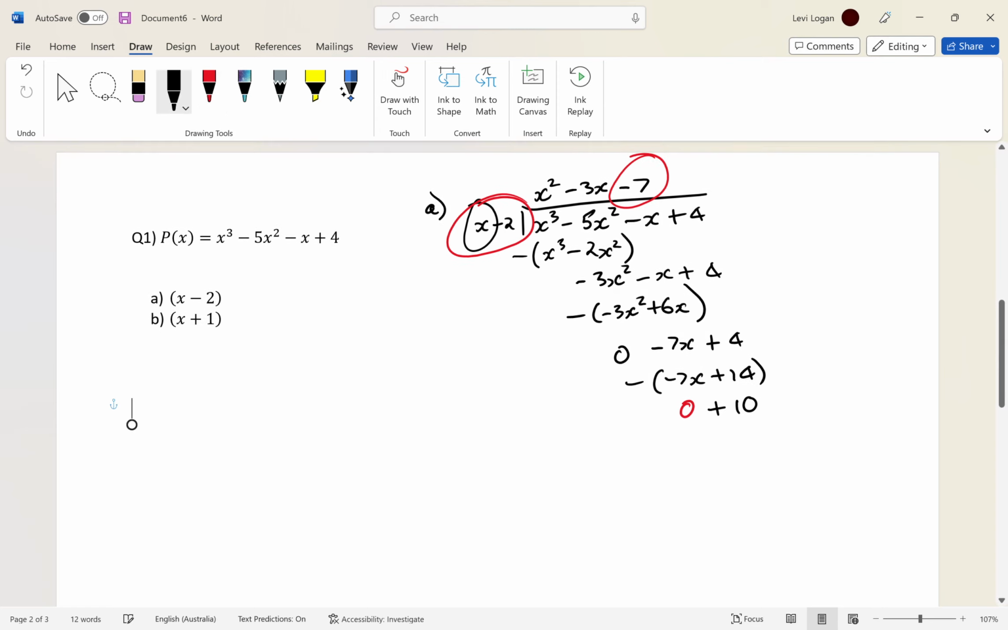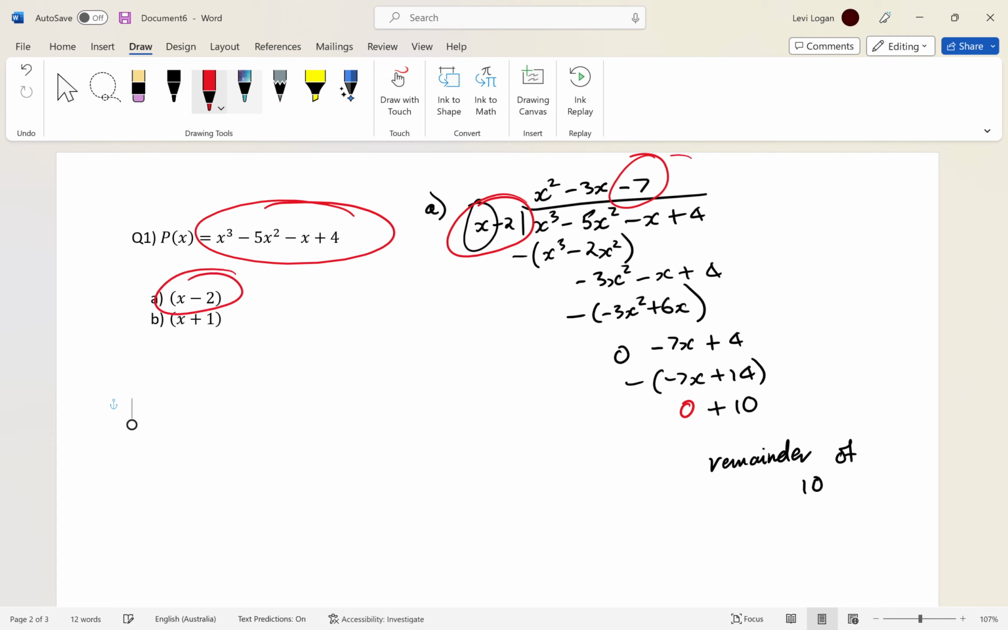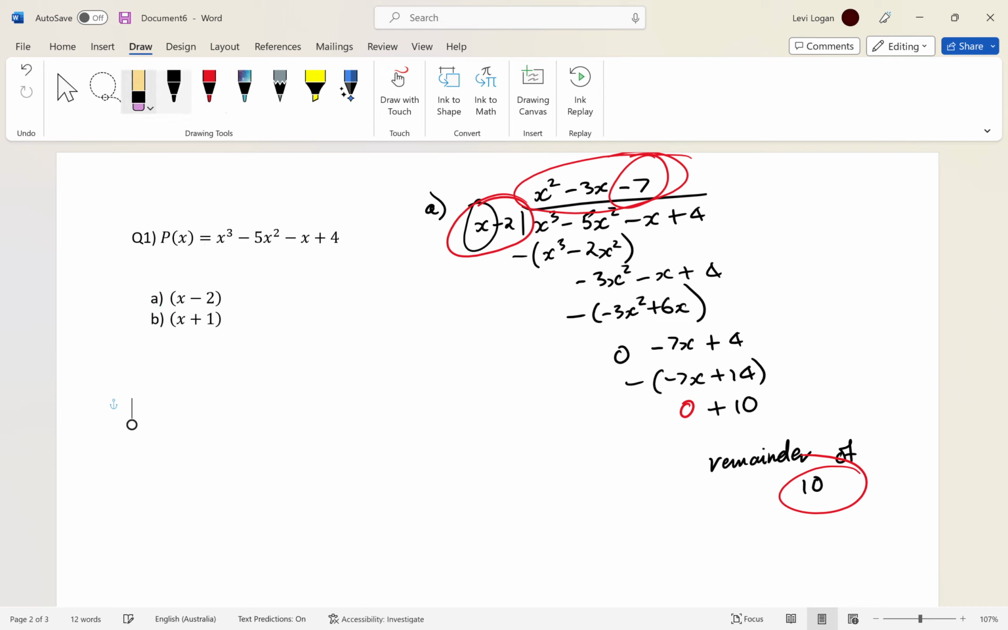So that's how you divide a polynomial, right? So we got a remainder of negative 10. Like when you divide numbers, you get remainders, pretty much. All we did was divide this entire thing here by this, and we got a quotient of this and a remainder. Right? That's pretty much long division. So I want you to try and find the remainder of b. Okay, I want you to have a go at b now, right?